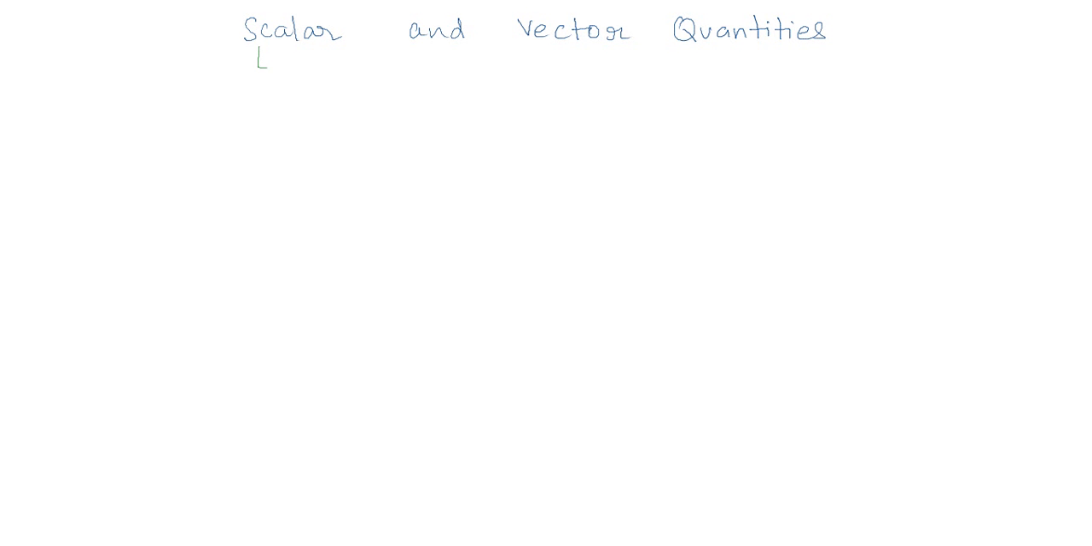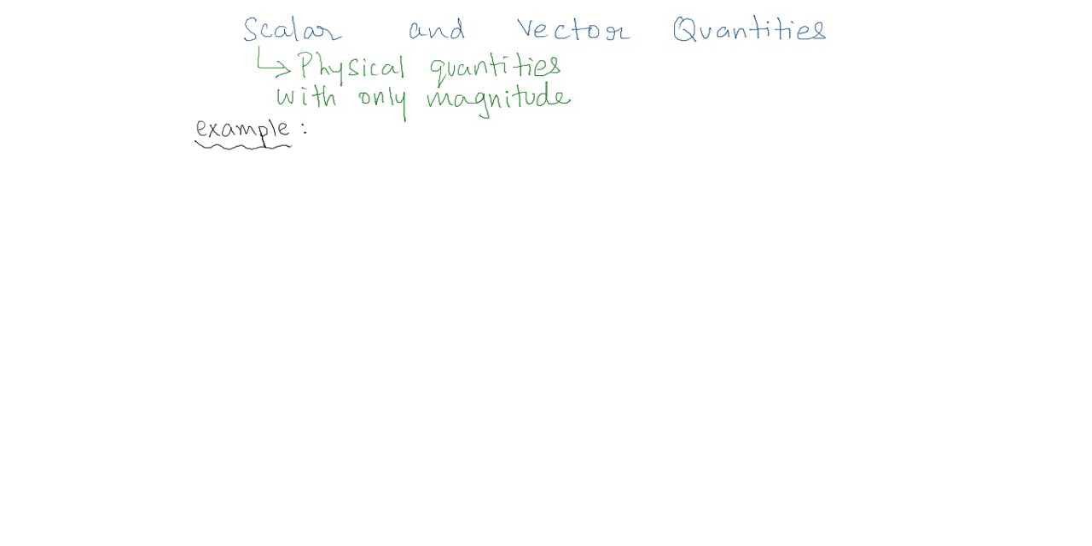Okay, so scalar quantities are those physical quantities with only magnitude. Now let us try one example. Let's say, for example, something like, say, distance.